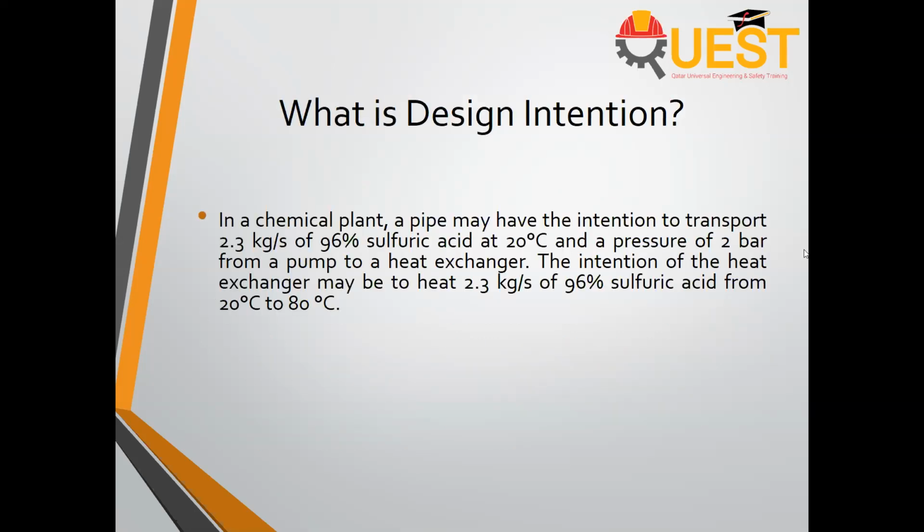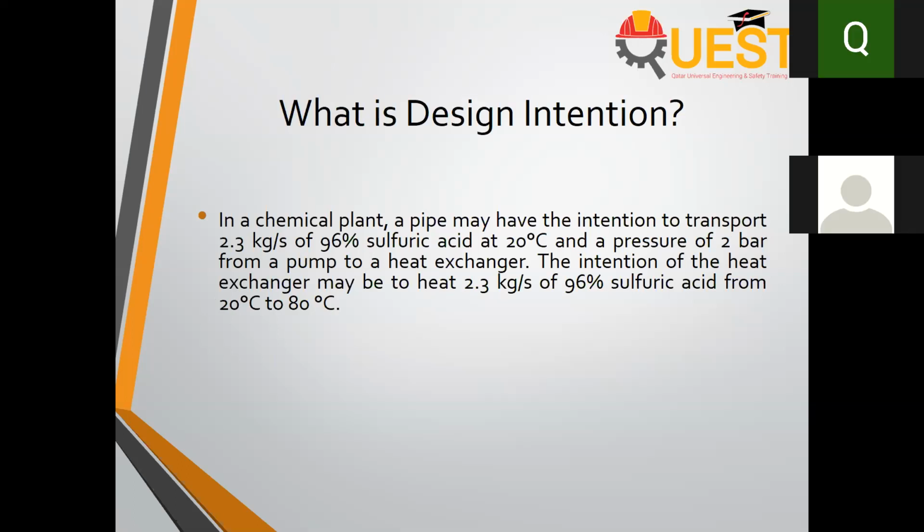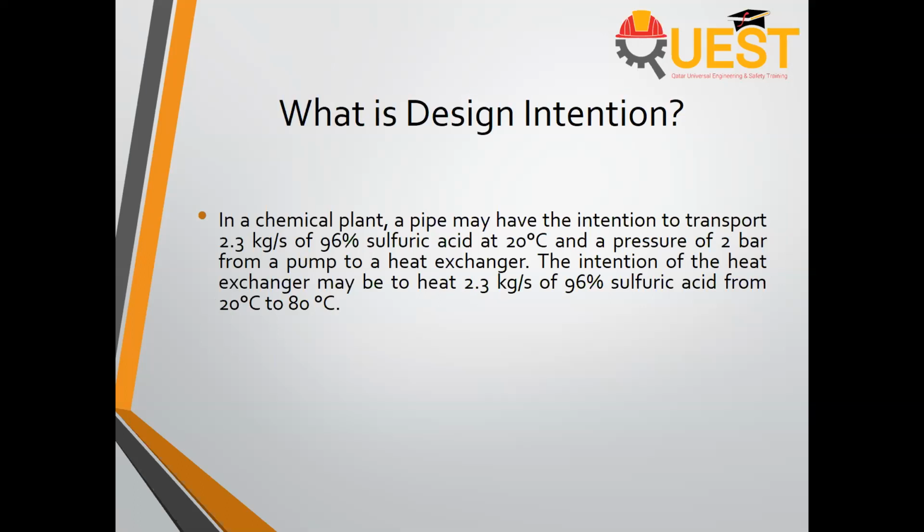What is design intention? For example, in a chemical plant, a pipe may have the intention to transport 2.3 kg per second of 96% sulfuric acid at 20 degrees C and a pressure of 2 bar from a pump to a heat exchanger. The intention of the heat exchanger may be to heat 2.3 kg per second of 96% sulfuric acid from 20 degrees C to 80 degrees C.